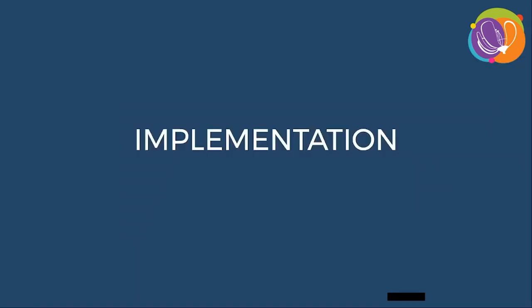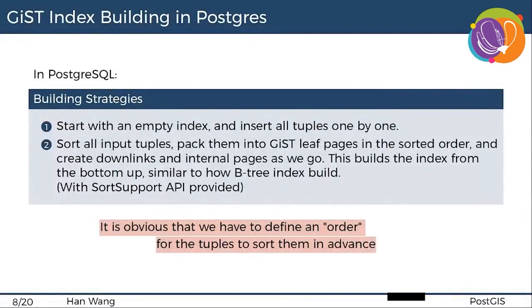And the next is implementation. In Postgres 14 and later, there are two major GiST index building strategies. The first is to start with an empty index and insert all tuples one by one. And the second is to sort all input tuples, pack them into GiST leaf pages in the sorted order, and create downlinks and internal pages as we go. This builds the index from the bottom up, similar to how a B-tree index is built, with the sort support API provided by PostgreSQL. From the description above, it is obvious that we have to define an order for the tuples to sort them in advance.